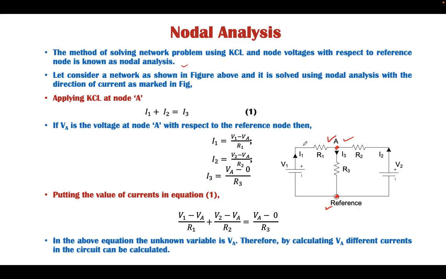Now the current in this branch is considered as I1, the current in this branch is I2, and the current in this branch is I3. Applying KCL at node A, I1 plus I2 must equal I3, because I1 and I2 are entering the node and I3 is the leaving current. Then, applying the concept of rise and fall of potential, we can find the direction of current.